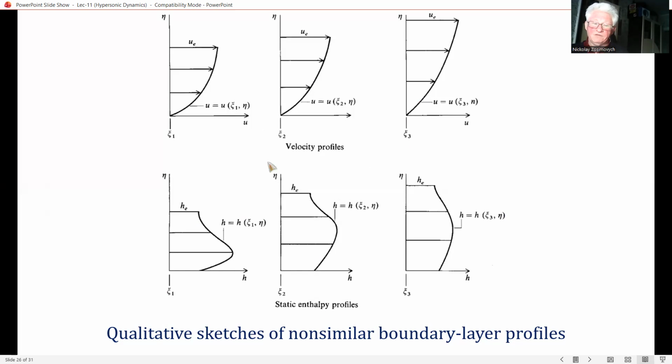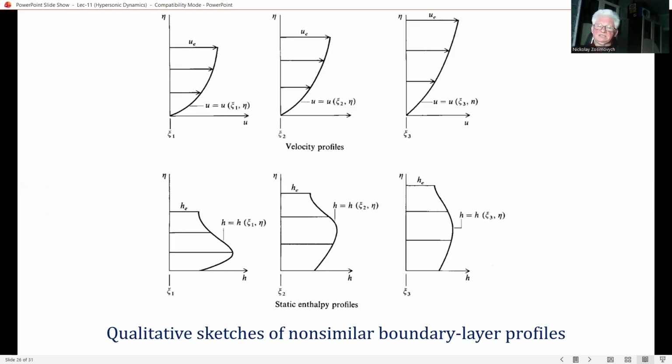At the bottom of this figure, static enthalpy, eta as the ordinate, yes, you see eta as the ordinate, and the enthalpy H as an abscissa, right? Are sketched at 3 different stations. In general, even though these profiles are calculated in the transformed zeta and eta space, they will be different profiles at each different value of zeta.